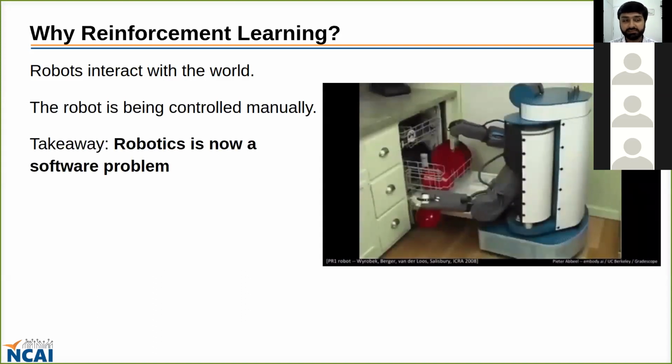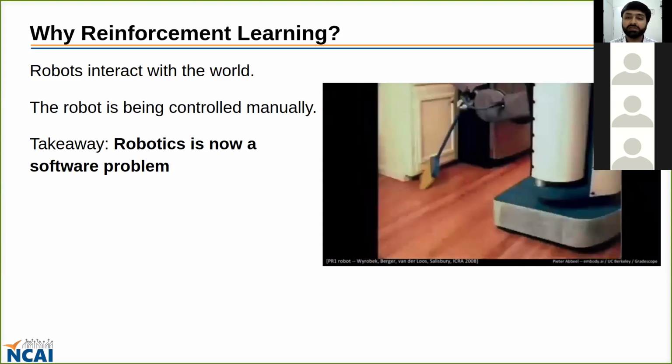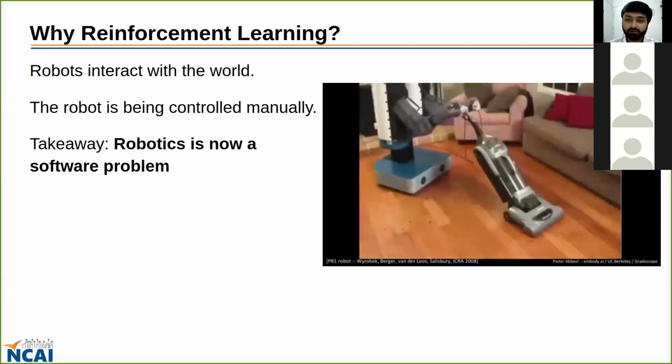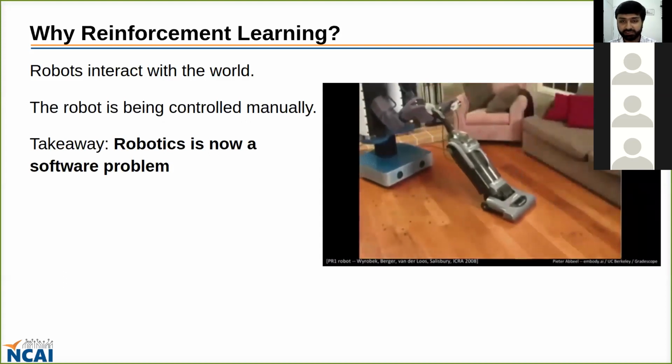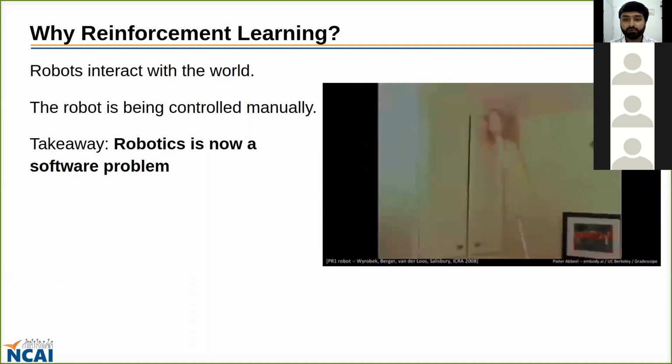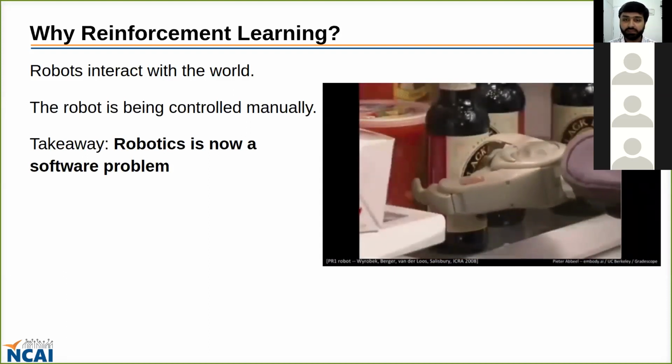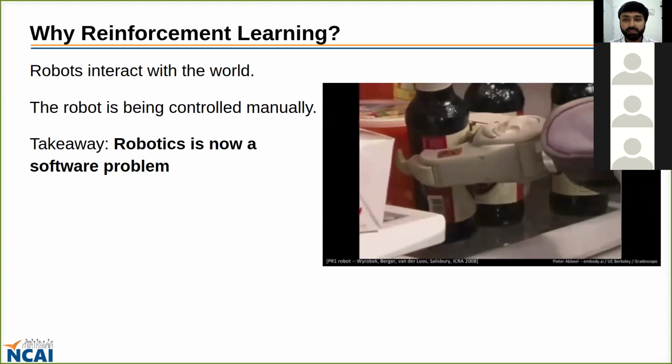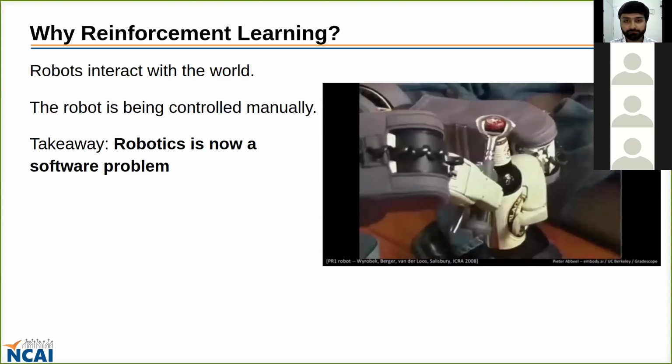One would think that this is just a trick, but there is a very key takeaway from this demonstration. The key takeaway is that robotics is now a software problem rather than a hardware problem. The hardware is there, but we need to work on software or algorithms to make the robot function as we are seeing in this particular video. And this interactive setting of a robot is quite ideal when we think about reinforcement learning and how it learns from the environment.